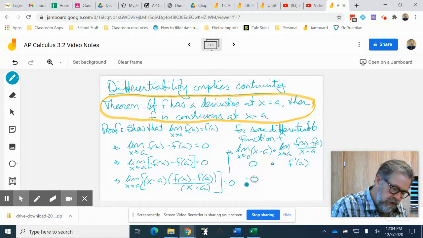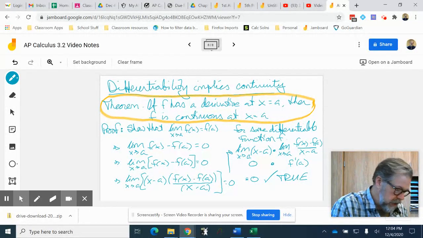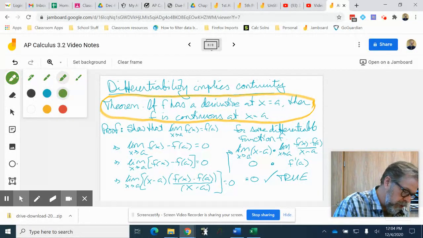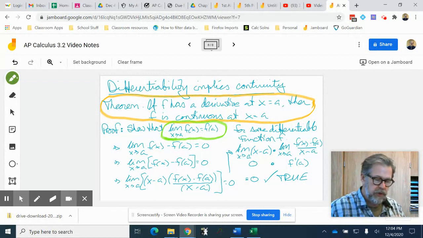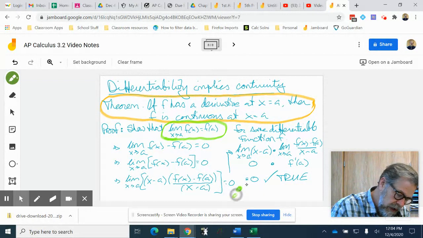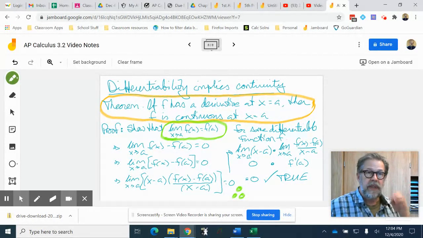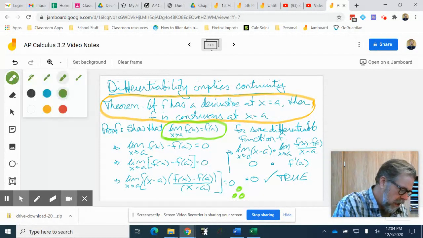So this equals 0, and therefore we have proved the true statement that, if I go back, the limit as x approaches a of f of x equals f of a. Therefore, and you guys have probably never seen that notation before, it's a scientific, engineering, medical notation called therefore, short for therefore.